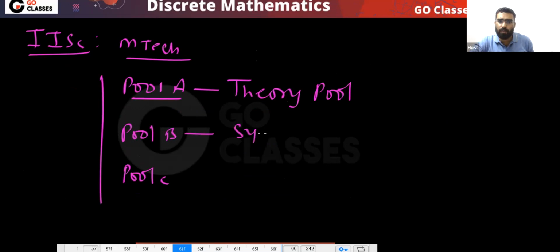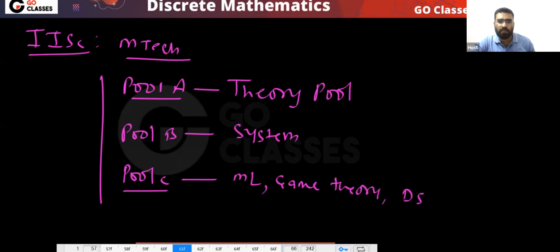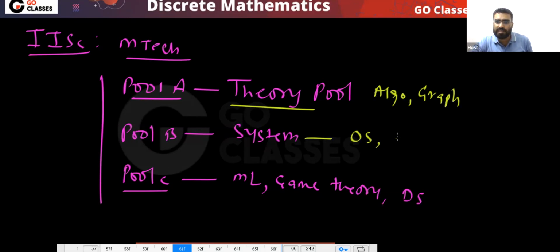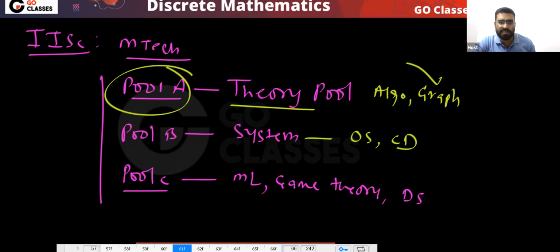In pool B you have the system pool, with courses like operating system, computer organization and compiler design. In pool C you have your favorite courses, machine learning, game theory, data science. Whatever pool you select is your choice, but I did my specialization in the theory pool, in graph theory, at IISc for my MTech.